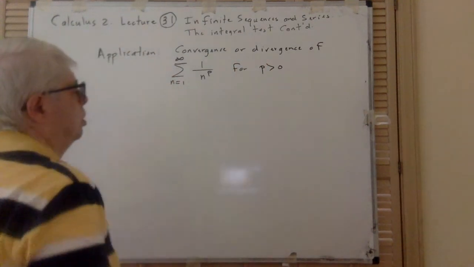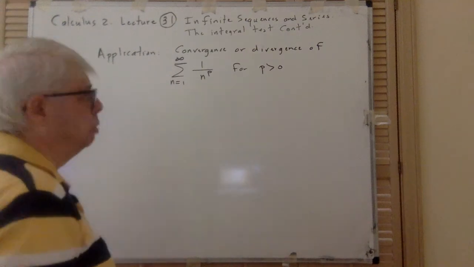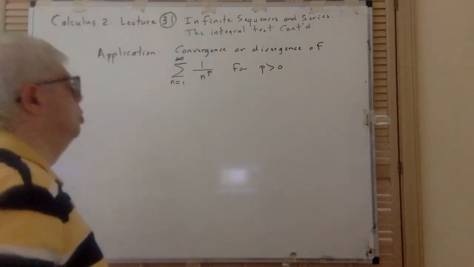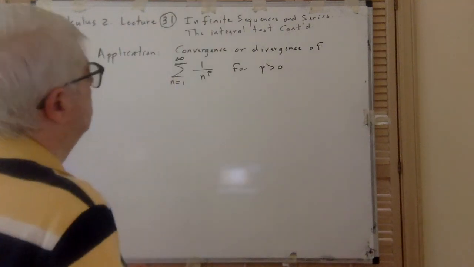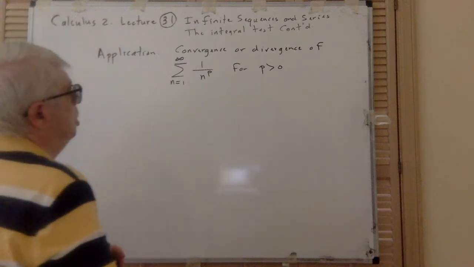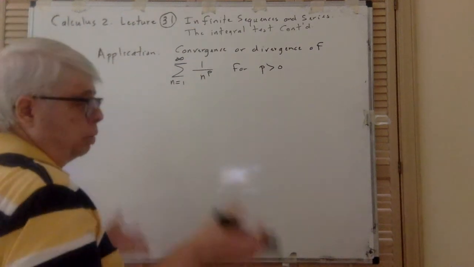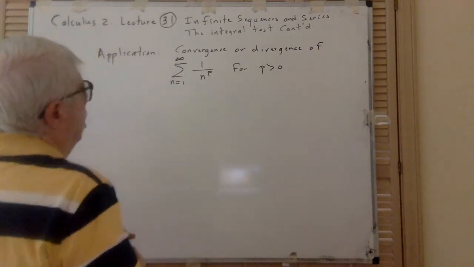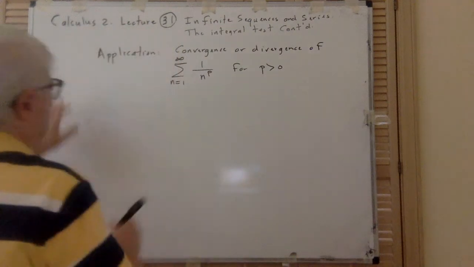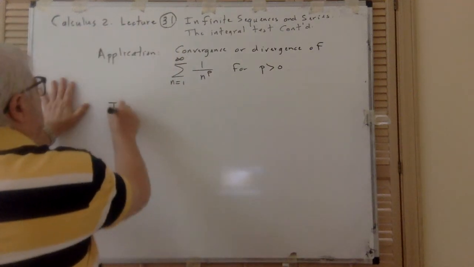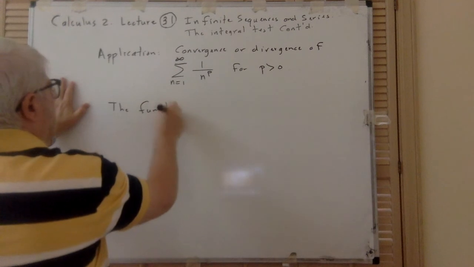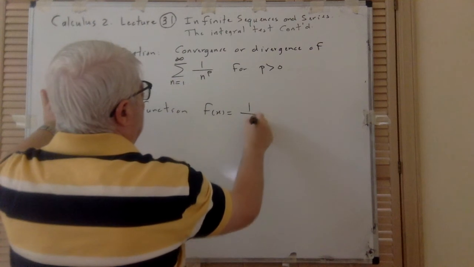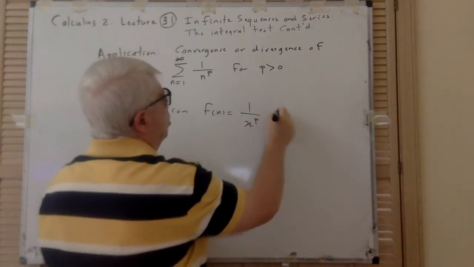If p is less than 0, it means that it is n to some positive power in the numerator, and that is divergent. So let's assume that p is bigger than 0, so we really have 1 over n to the power p with p positive. Then the function f(x) equals 1 over x to the power p does the job.